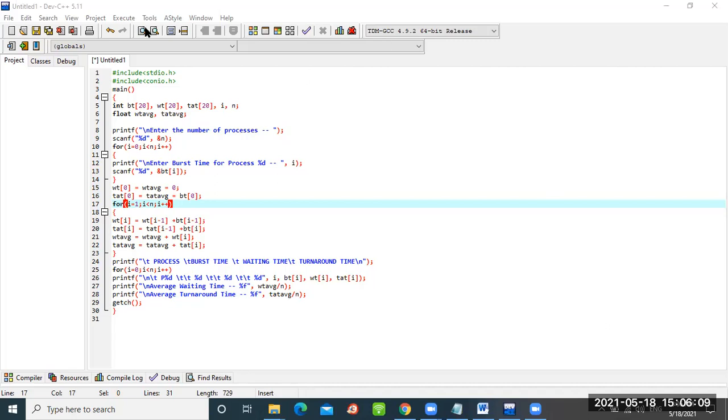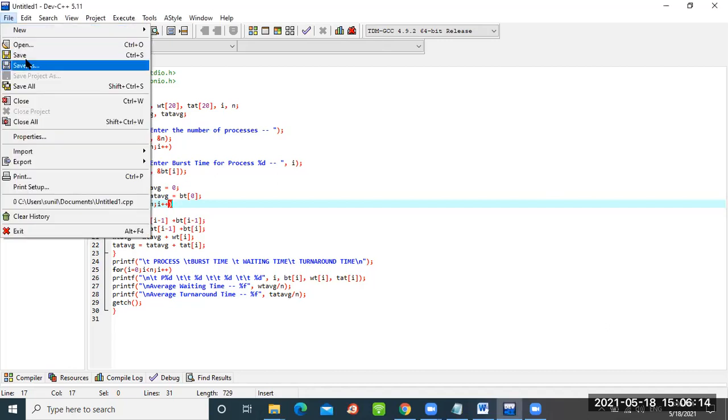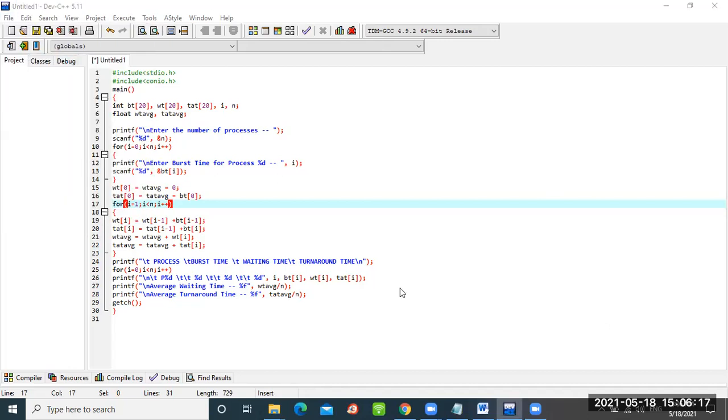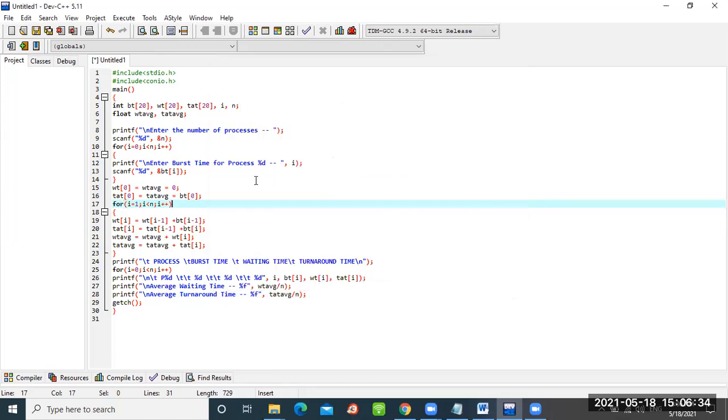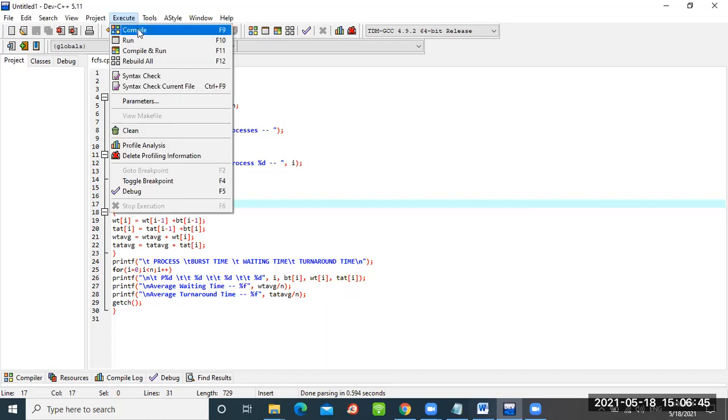Okay, so let's try to run this program. But before running the program, I have to save this file. Let me write the file name, CS. For compiling, you can use this, or you can go to Execute and choose Compile, or press F9 as you are already aware. So I will compile my program.